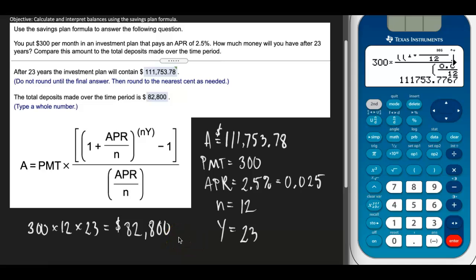Now, even though this question doesn't ask for this information, a follow-up question may be then, how much money have you earned from this account? So you could take the amount made in the account, A, with the interest included, right? And then subtract the amount that you have deposited. And that shows you how much the account has made you over the course of 23 years.